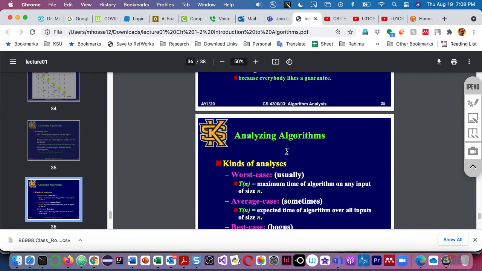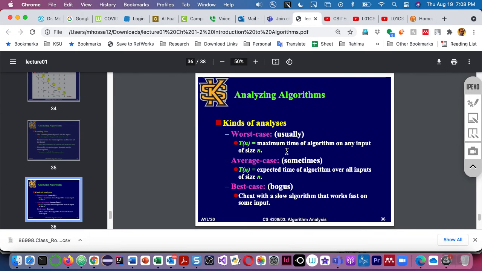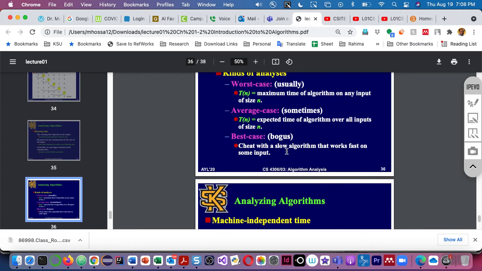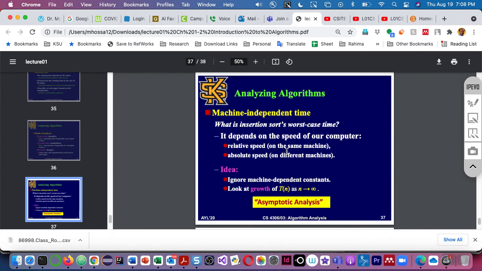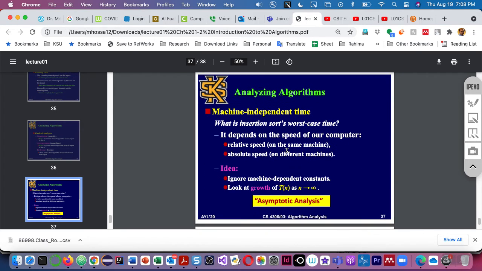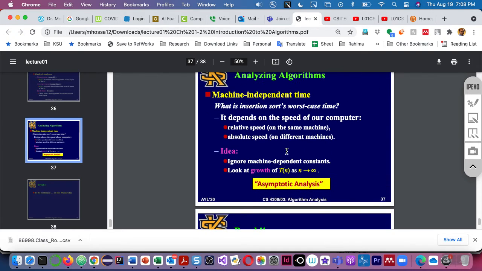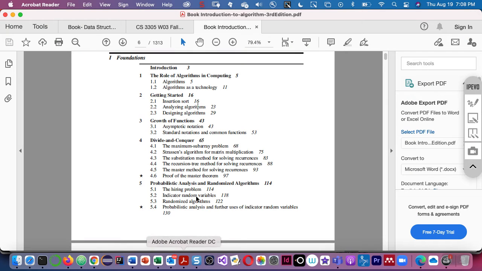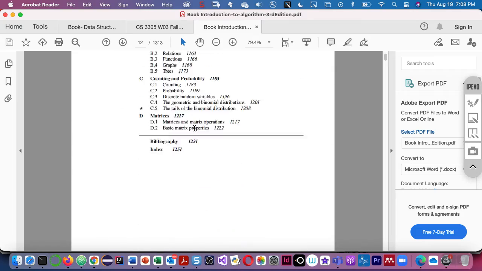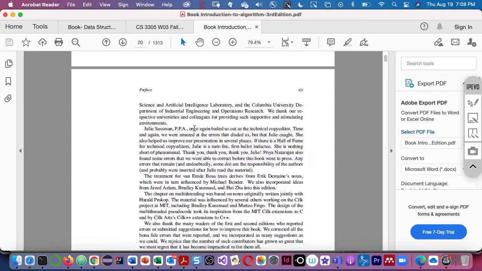Okay, but we say the running time is n squared. So now let us see what that chapter says here. Now let me go to the book. The chapter started with 2 basic algorithms, insertion sort, and there is another one called merge sort. So let us go to chapter 2.